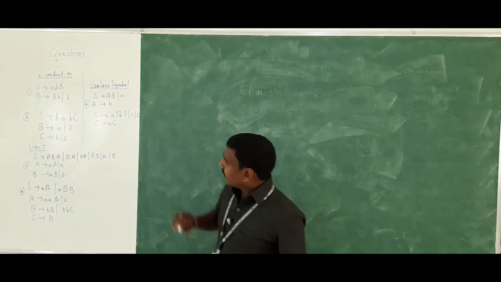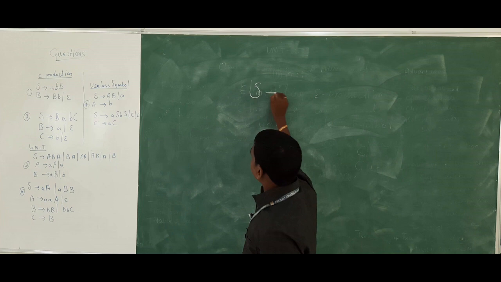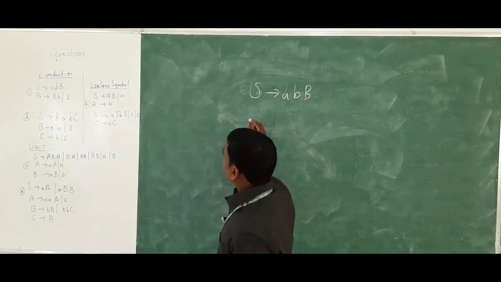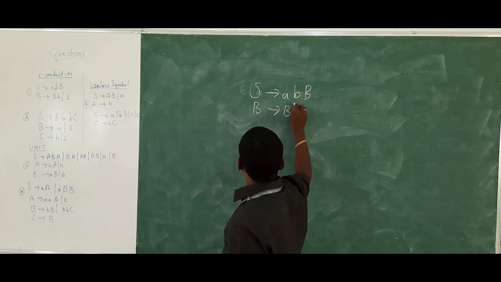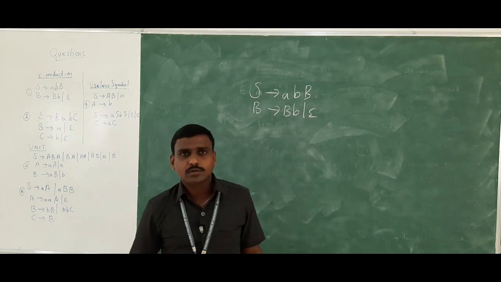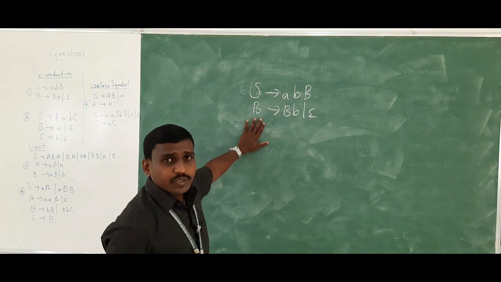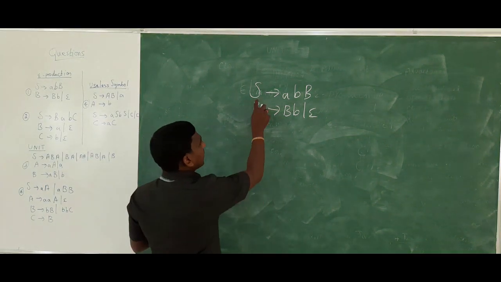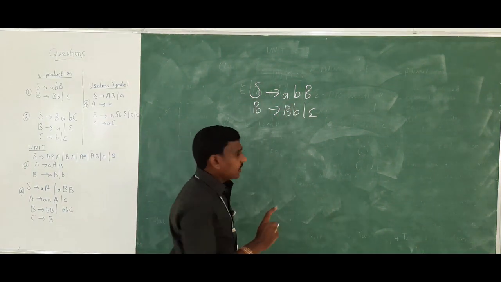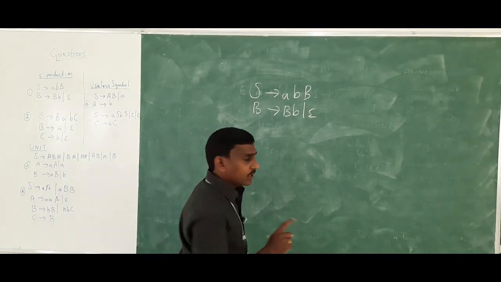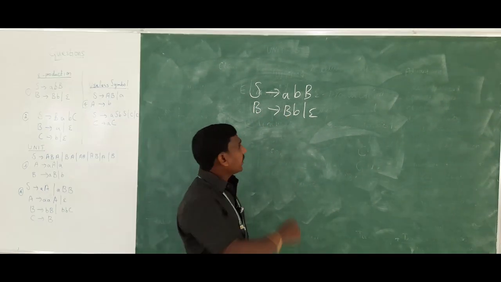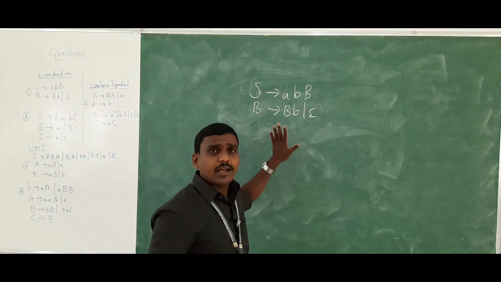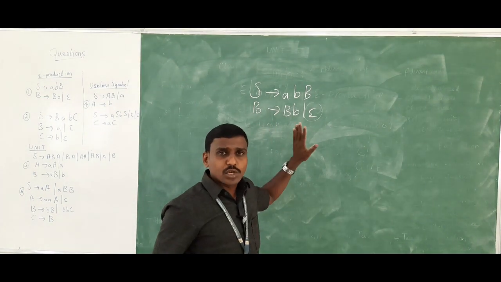For example, here I have given one grammar, that is S tends to ABB, this first grammar, S tends to ABB and B tends to BB slash epsilon. So this is the grammar. Clear? And in this grammar, I am saying this grammar has epsilon. Okay, see, check it. S tends to ABB is one production, B tends to BB is one production and B tends to epsilon is one production. So in this grammar, I have epsilon here, epsilon. So I am saying that this grammar has epsilon production.